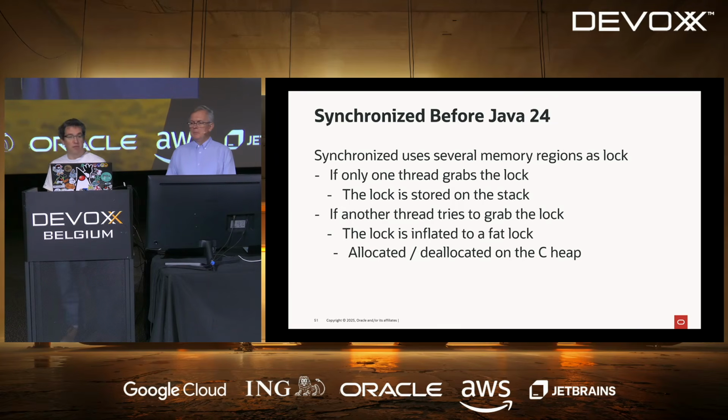And then only if there is another thread that tries to grab the same lock, a proper data structure will be allocated to manage the fact that you need to have a wait list of threads that are waiting on that lock. And at some point, that lock, if not used anymore, will be deallocated. Historically, it was done during a safepoint, but now this is done asynchronously with the application.